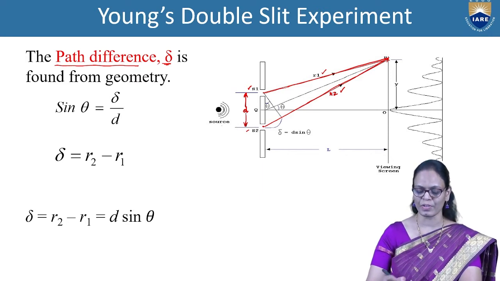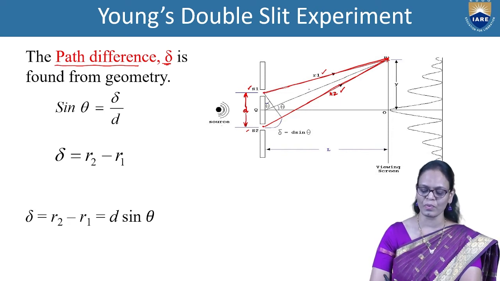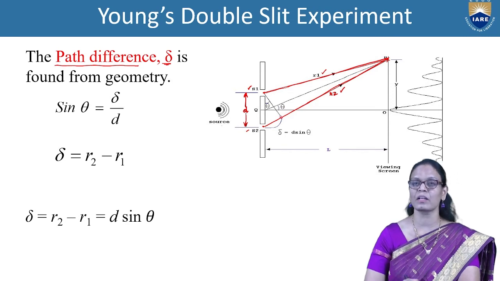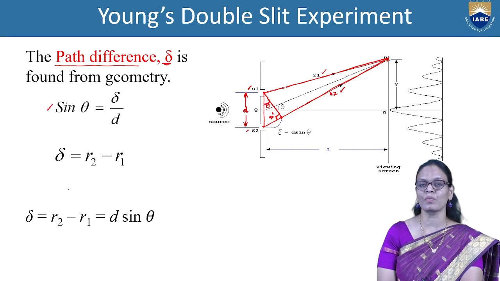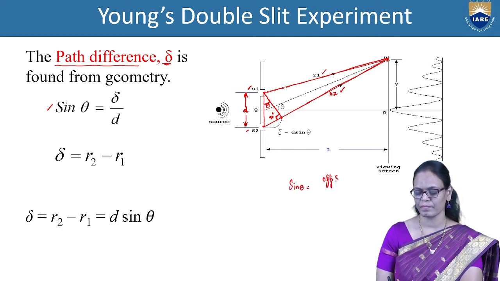So what we are going to do now is drop a perpendicular from this point onto S2P. So this is the perpendicular we are dropping. This angle is 90 degrees and this makes an angle theta with the vertical here. Now, if I consider this right angle triangle, this is the right angle 90, I will write sine theta. So what is sine theta equal to? Sine theta is opposite side upon hypotenuse.